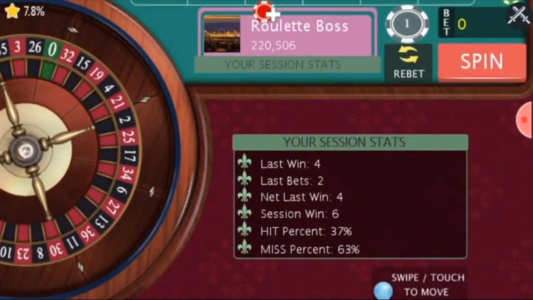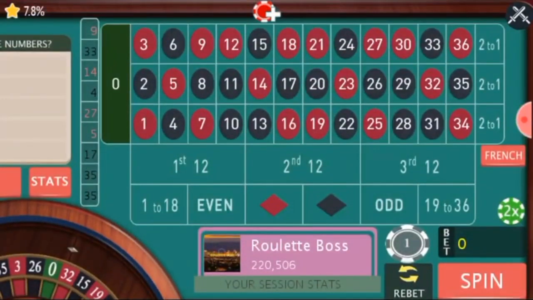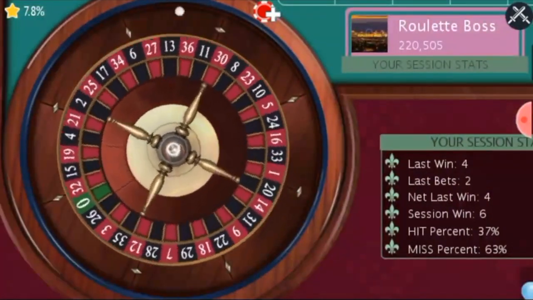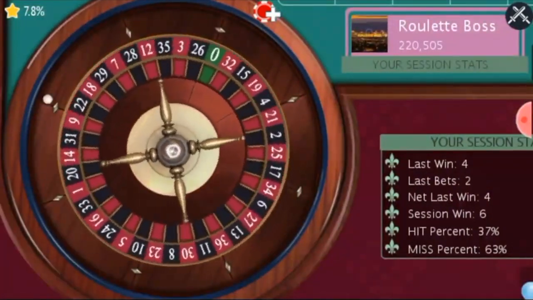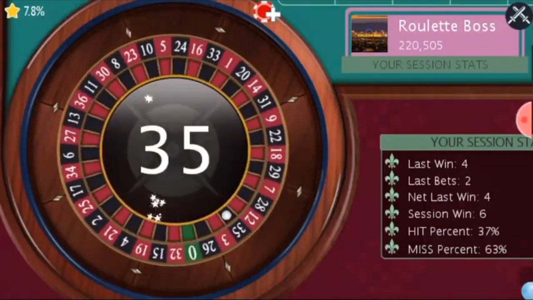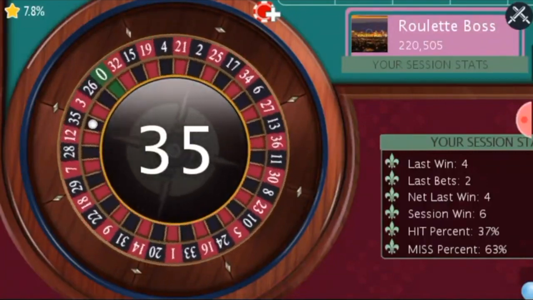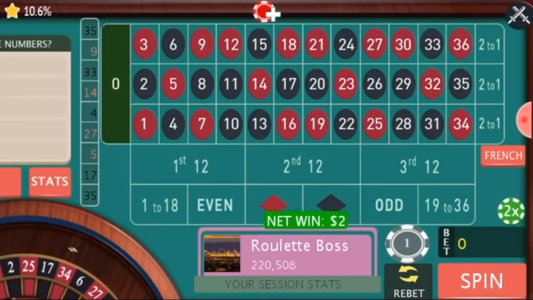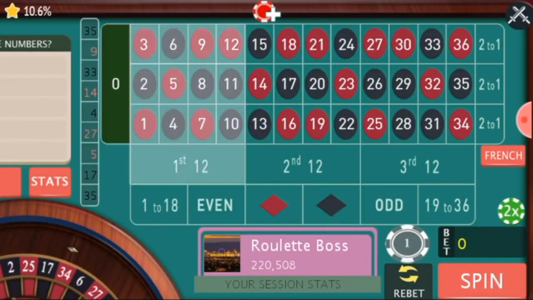We're going to restart the entire progression. So we're playing for anything greater than 6 units profit. We follow the chart. It tells us to bet on the 2nd dozen. This is spin number 1 using 1 unit. We have a hit on spin number 1. So we're up to 8 units in profit. We're going to restart the entire progression.